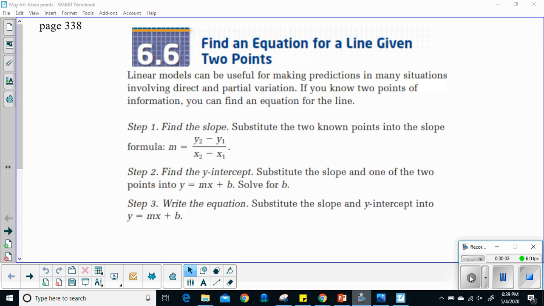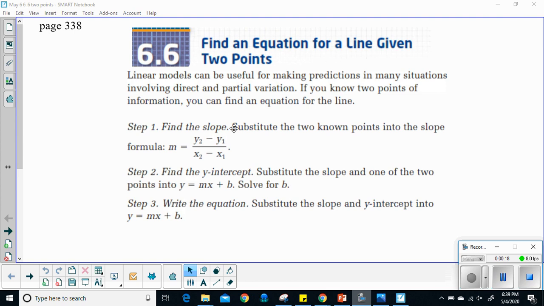Okay, folks, today's lesson is about finding an equation for a line given 2 points. So this is straight from your textbook. Linear models can be useful for making predictions in many situations involving direct and partial variation. If you know 2 points of information, you can find an equation for the line.